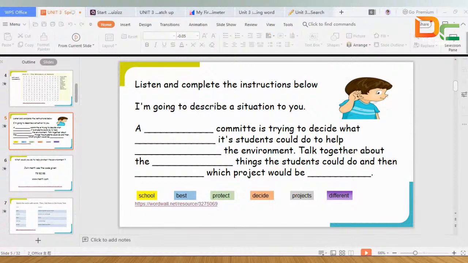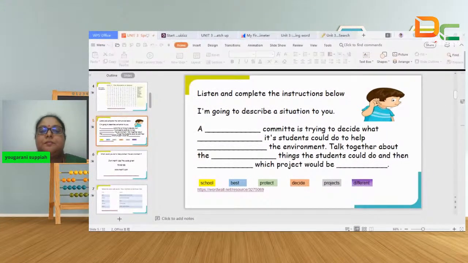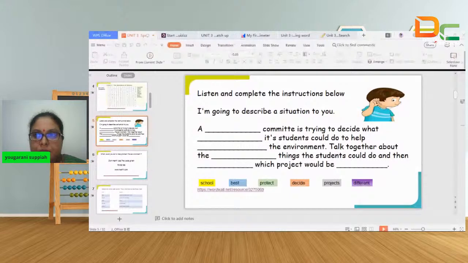Okay, we'll listen one more time. Speaking, Unit 3, page 37, B. I'm going to describe a situation to you. A school committee is trying to decide what projects its students could do to help protect the environment. Talk together about the different things the students could do and then decide which project would be best. Okay, so let's move on.